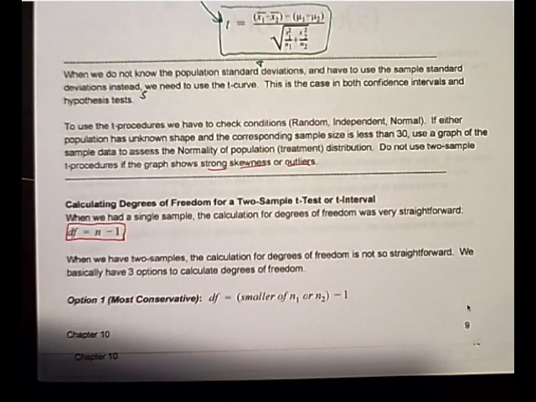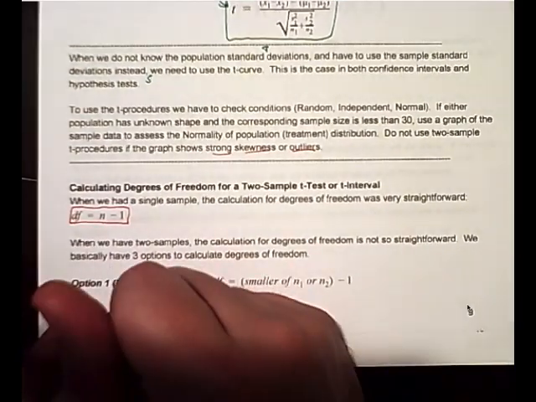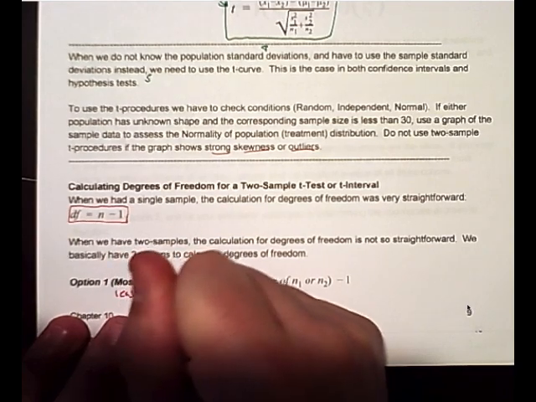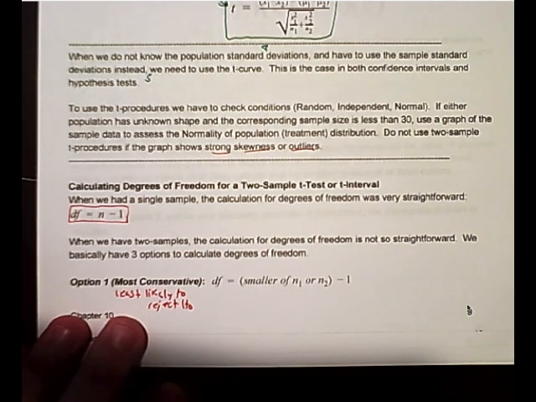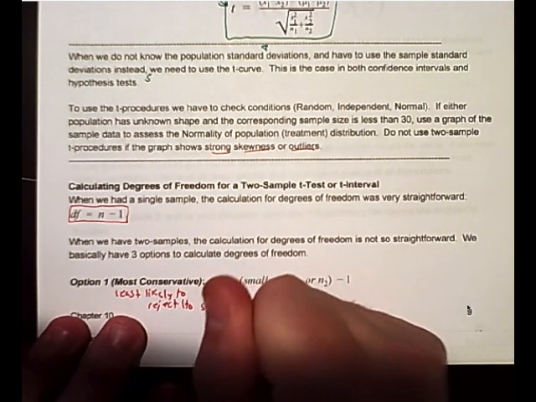When we have two samples, the calculation for degrees of freedom is not so straightforward. We basically have three options to calculate the degrees of freedom. Option 1 is the most conservative. If you use option 1, this one would be the least likely to reject the null hypothesis. It's going to give you the smallest degrees of freedom.